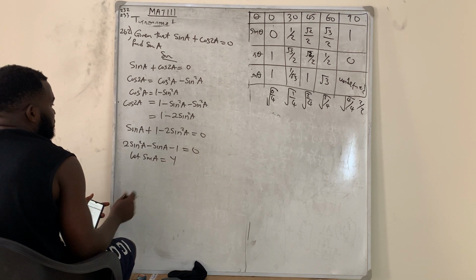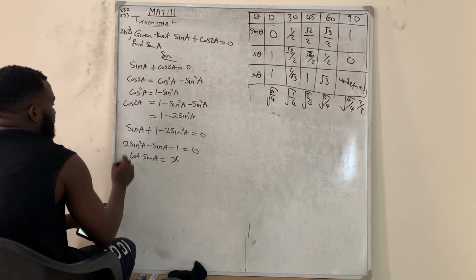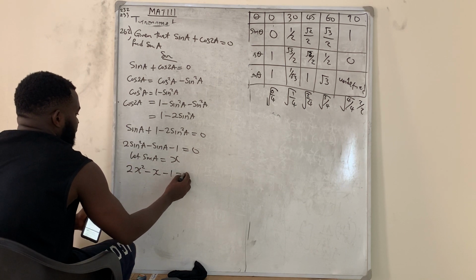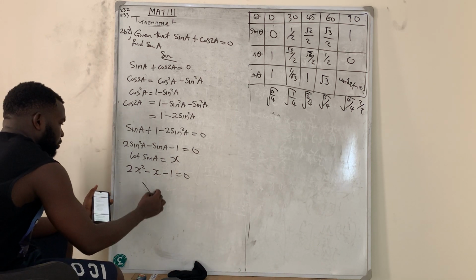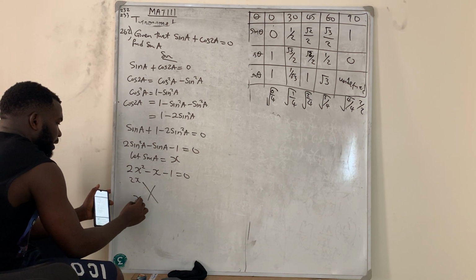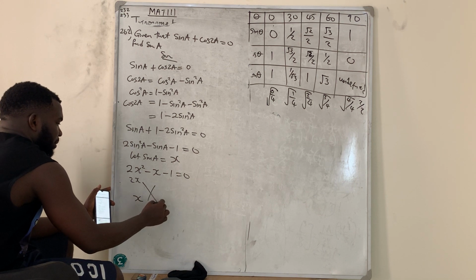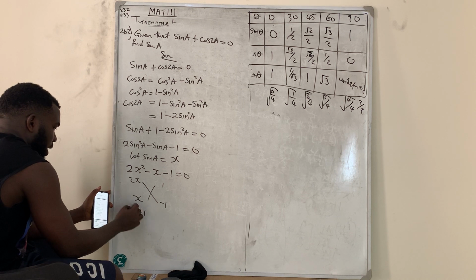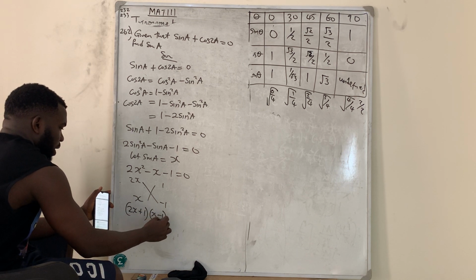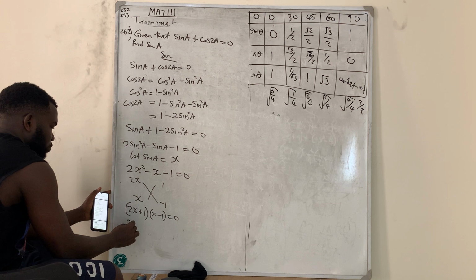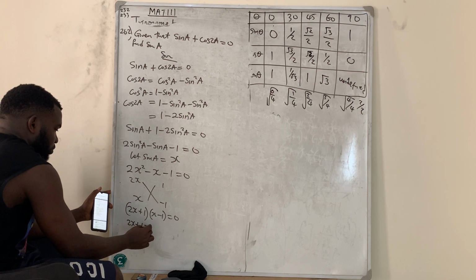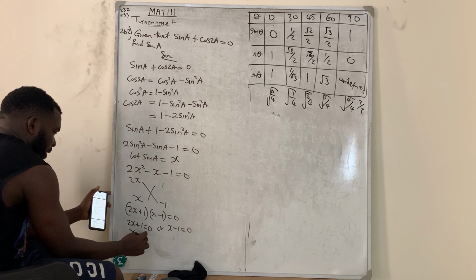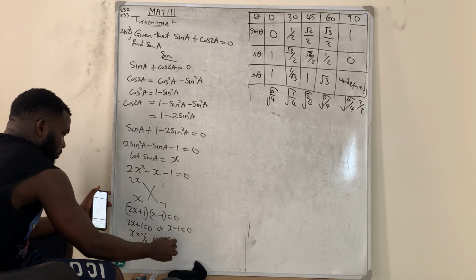So anywhere I see this, let it be equal to x. So I'm going to say 2x squared minus x minus 1 is equal to 0. If I factorize, I'm going to have 2x here and x, and minus 1 and 1. If you check, you get (2x plus 1)(x minus 1) is equal to 0. So therefore, 2x plus 1 is equal to 0, or x minus 1 is equal to 0.